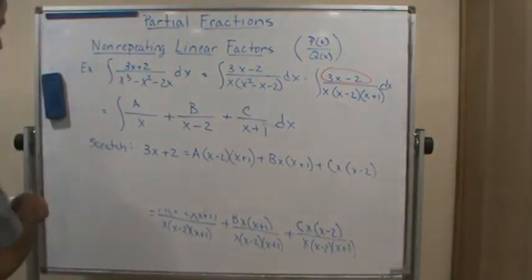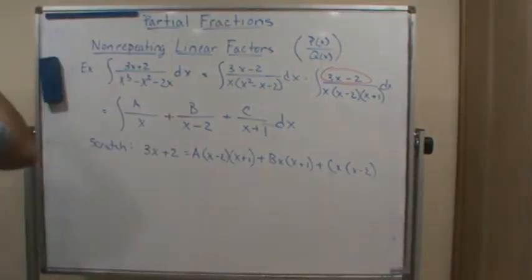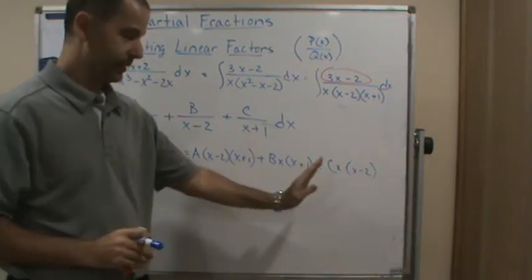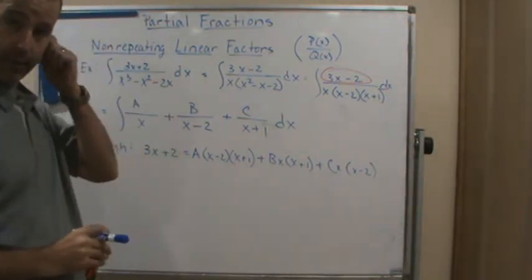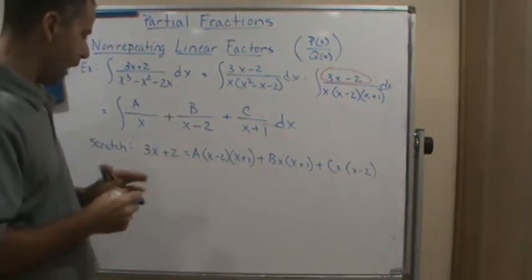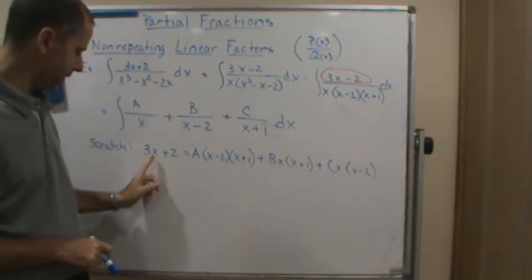So that's my equation now. So now all I have to do is solve for a, b, and c. Now, that's the tricky part. Okay? So now watch what I'm going to do. I'm going to simplify this. I'm going to expand this out, and then I'm going to combine like terms. Okay? How am I going to combine like terms? I'm going to combine like terms by x.